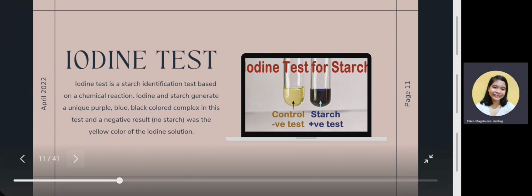In an iodine test, the helical structure of amylopectin is disrupted by the branching of the chain. So instead of the deep blue-violet color that amylose gives with iodine, amylopectin produces a less intense reddish-brown color.